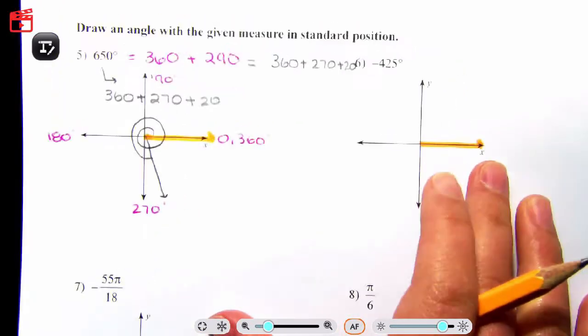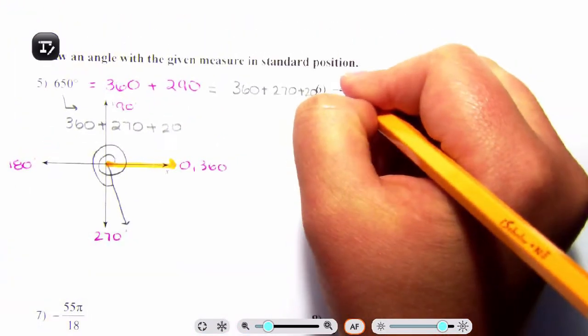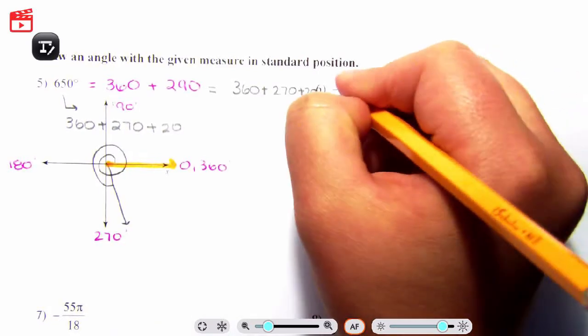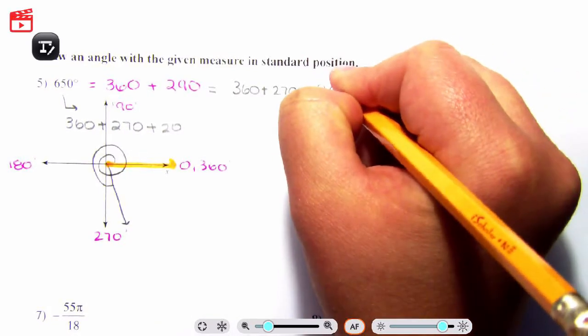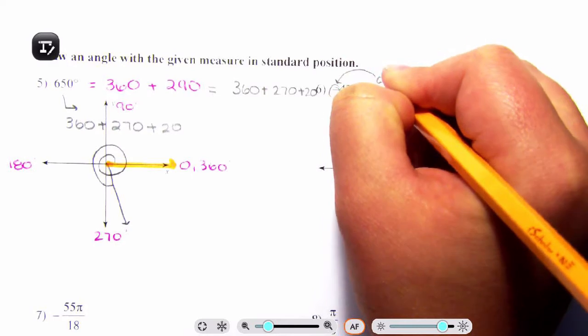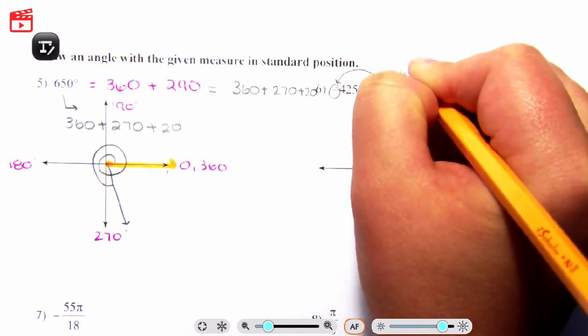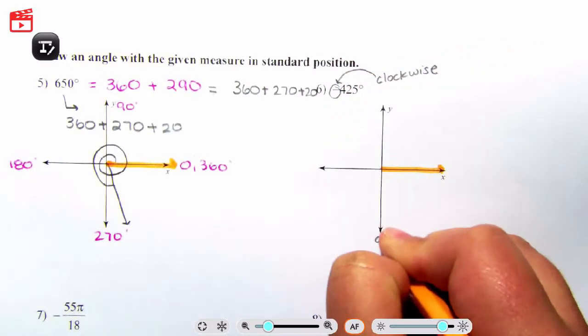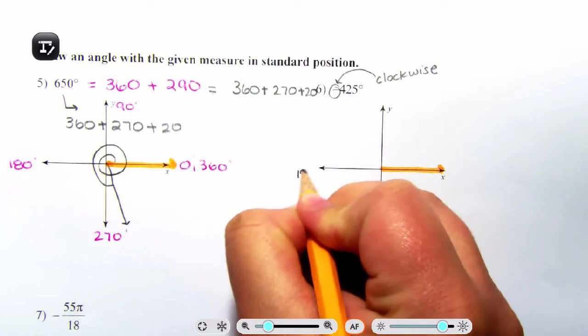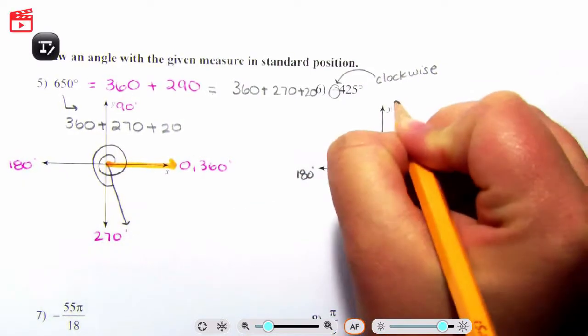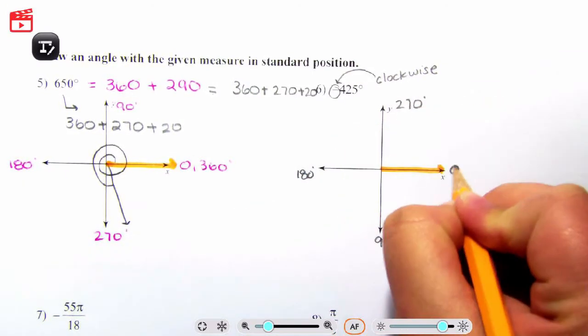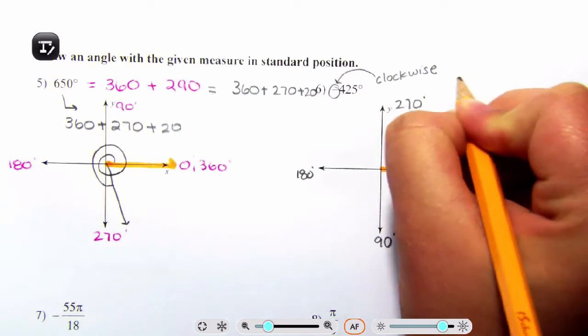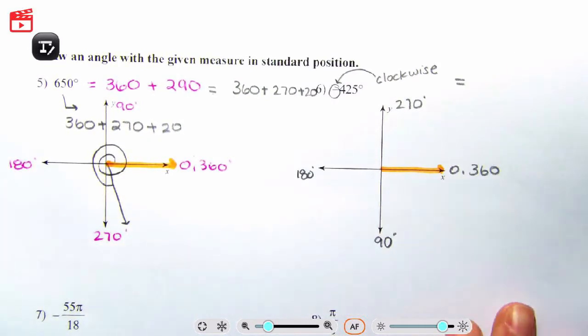Let's do this one, negative 425. This means we're going opposite direction or clockwise. That means this is 90, this is 180, this is 270, this is 360. We're going to do exactly the same thing. Don't let the negative fool you. Negative just means we're going opposite direction. We're going clockwise.